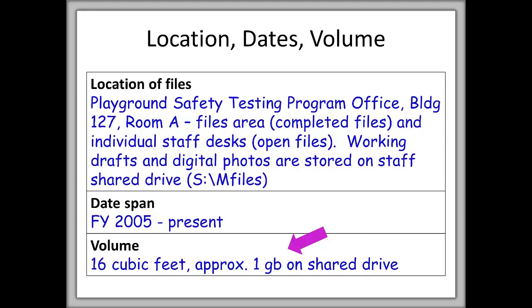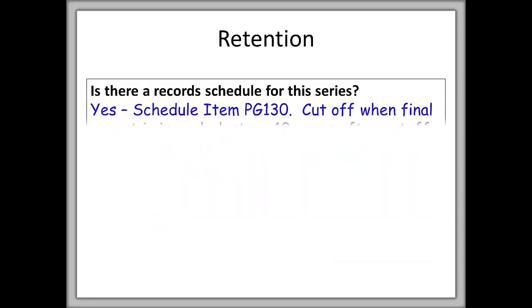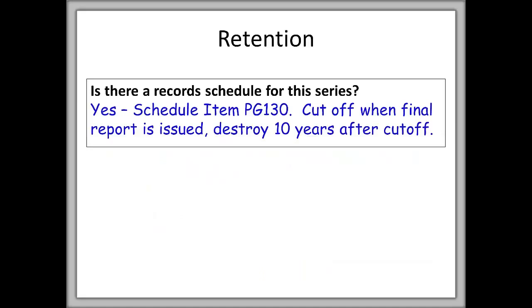In a lot of cases, we'll note the volume of the records. That's usually recorded in cubic feet. One standard records box holds 1 cubic foot. If you have electronic files, you'll note the amount of space those files take on your network. This information is helpful if you're planning for record storage space, planning to send the files to a record center or an archives, planning to purchase data storage, or just trying to get a picture of the vast quantity of information your organization has.